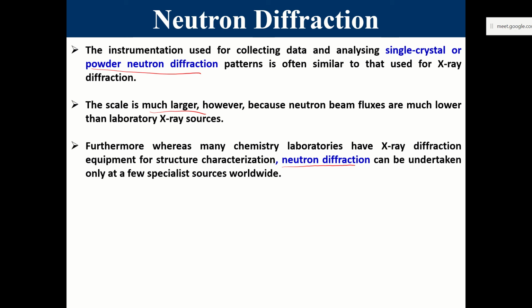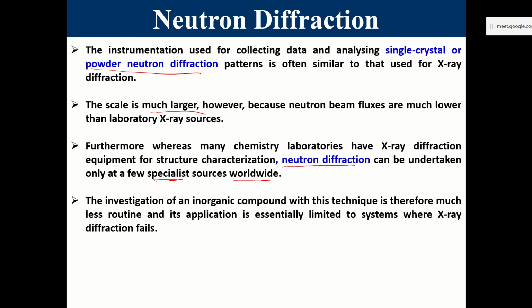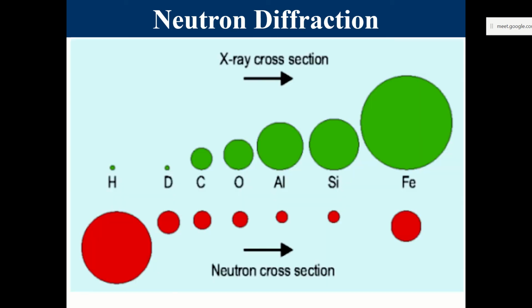Neutron diffraction can be performed in only a few places worldwide, so it is a very rare thing. In India we have a neutron diffraction center only at BARC, the Bhabha Atomic Research Center. But it has several advantages over X-ray diffraction, and sometimes when X-ray diffraction fails, then you go for neutron diffraction. So it is less routine and more limited.